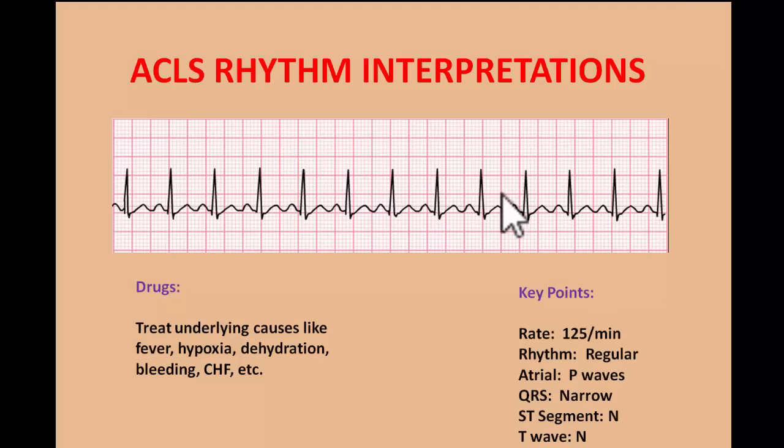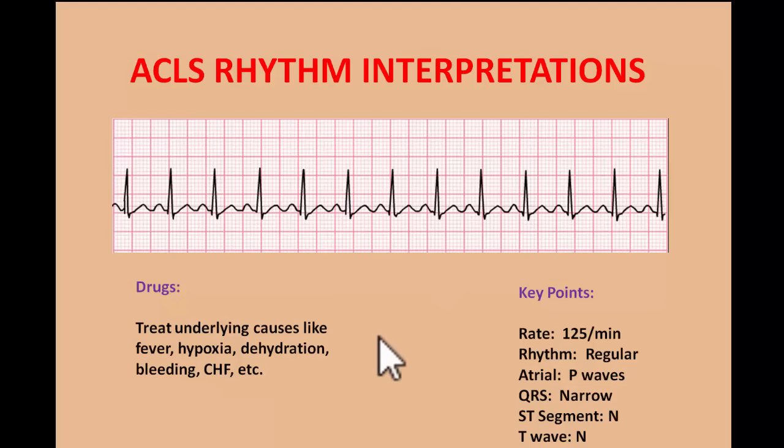There is minor variation in the rate, but nonetheless, we have a P wave preceding each QRS complex. We have normal ST-T segments. The QRS are narrow. This is an example of a sinus tachycardia. The sinus tachycardia rate ranges from 100 to 160 beats per minute. Sinus tachycardia is not normal. Sinus tachycardia is usually due to some underlying cause such as fever, hypoxia, dehydration, bleeding, heart failure, etc.